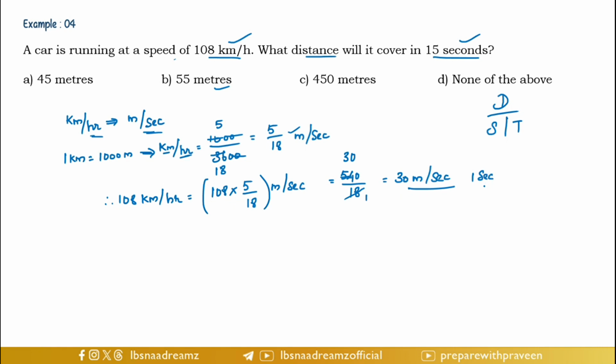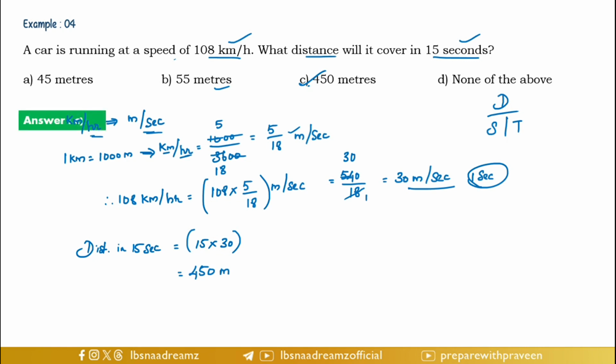So we have to find the distance the car will cover in 15 seconds. So distance the car will cover in 15 seconds is 15 into 30 meters. So 15 into 30, 450 meters. So option C is the right answer. Yes. Let us move on to the next example.